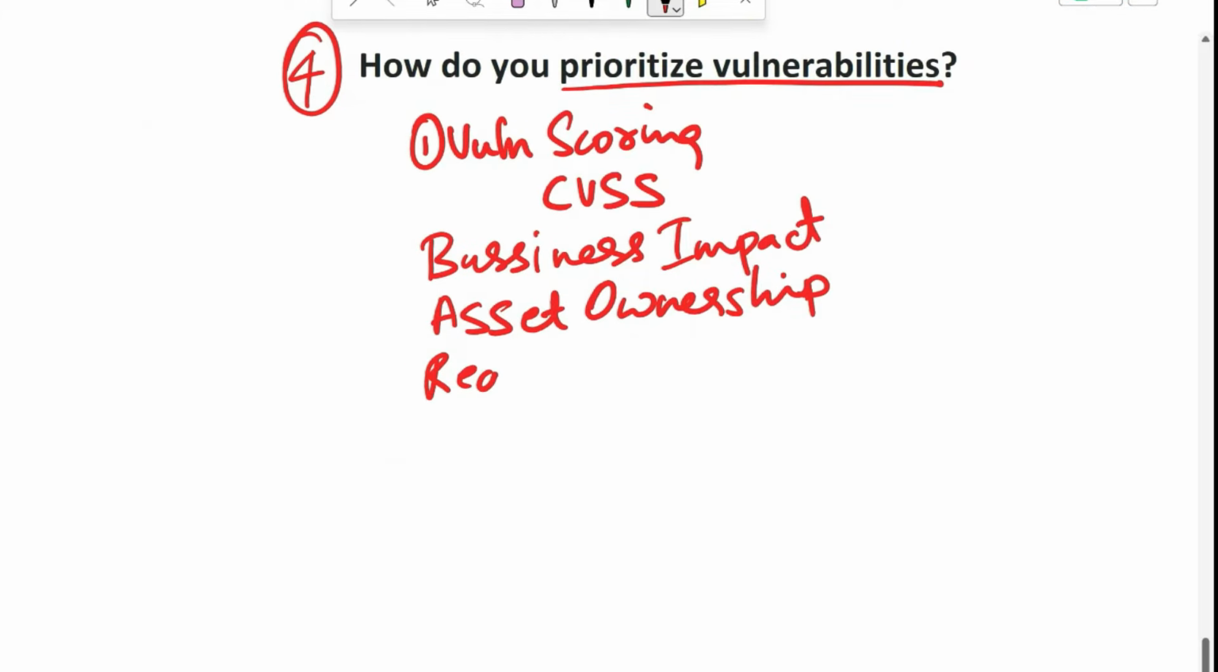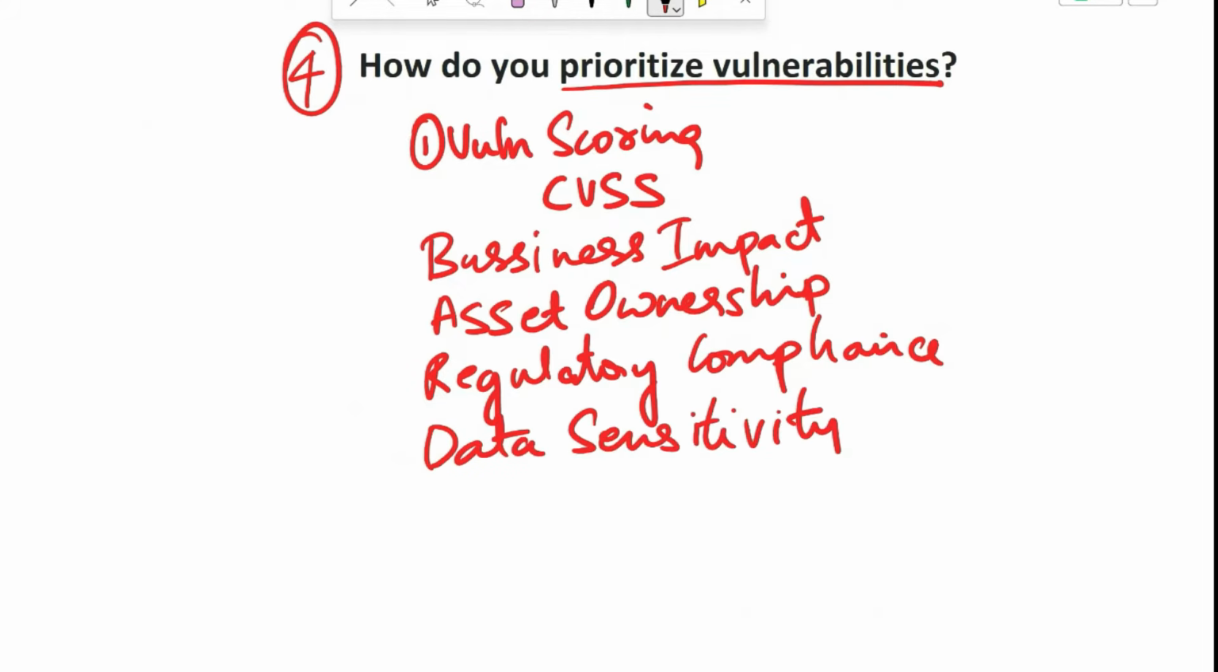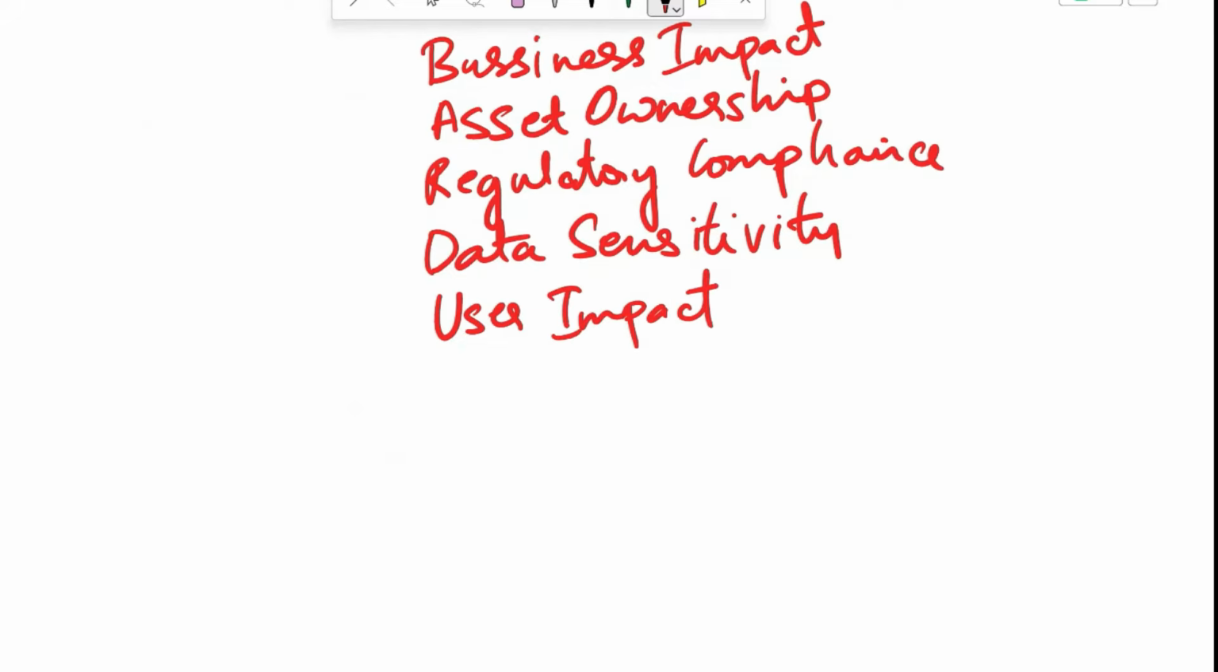Then, regulatory compliance. Identify vulnerabilities that could lead to non-compliance with industry regulations, legal requirements, or data protection standards. Prioritize vulnerabilities that could result in regulatory penalties. Then is data sensitivity. Assess the sensitivity of the data that the vulnerability could expose. Prioritize vulnerabilities that could lead to unauthorized access to sensitive data. Next is user impact. Evaluate the potential impact on end users.